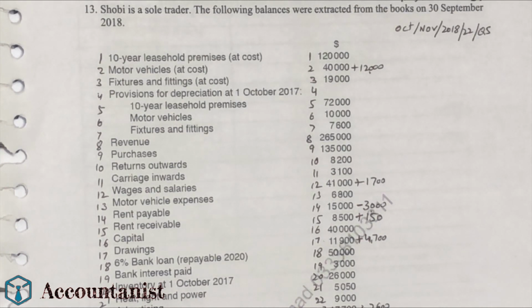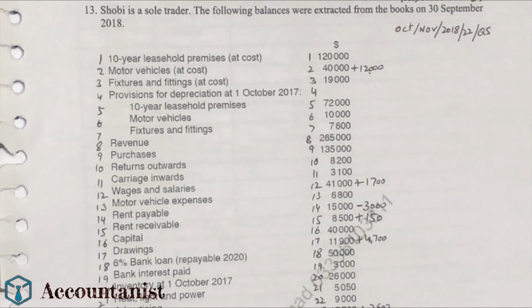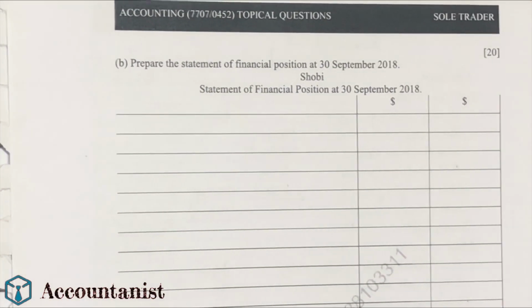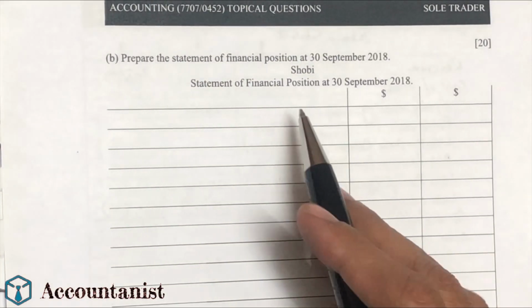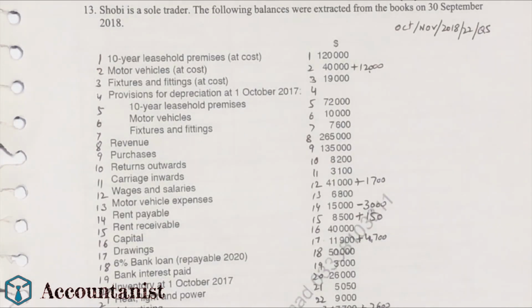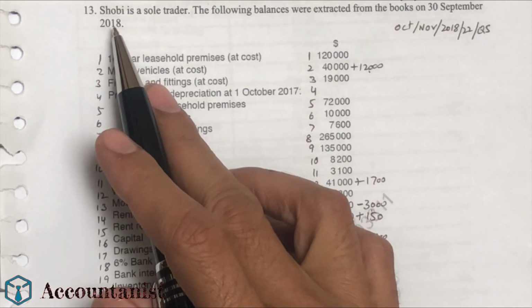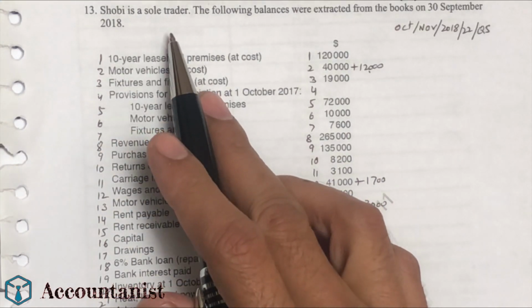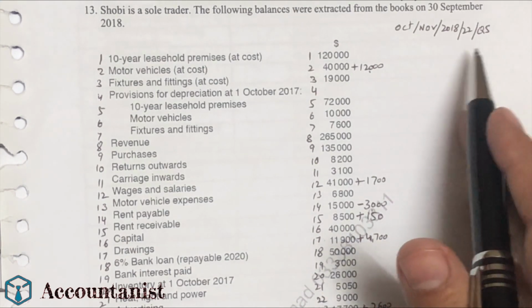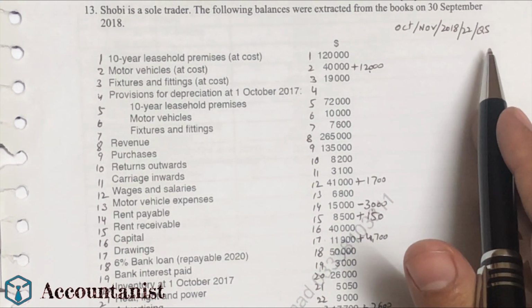In this video, I'm going to make the statement of financial position for you guys. The old name of this is balance sheet. The question that I've selected is the same one that I've solved the income statement for. Shobi is a sole trader. It's October-November 2018, variant 2, question number 5.